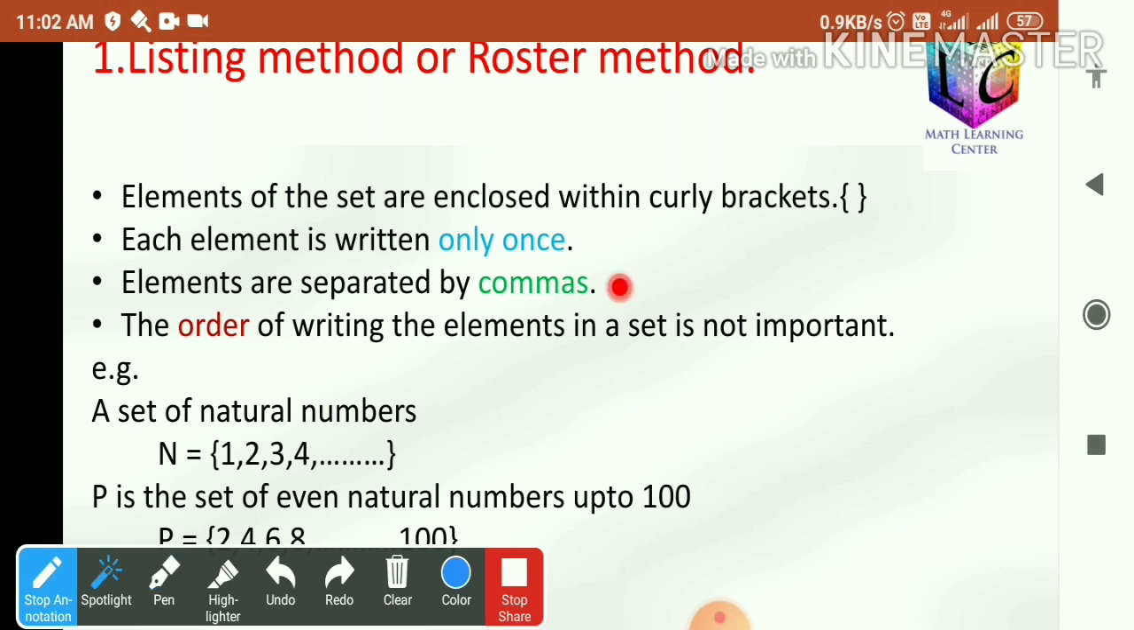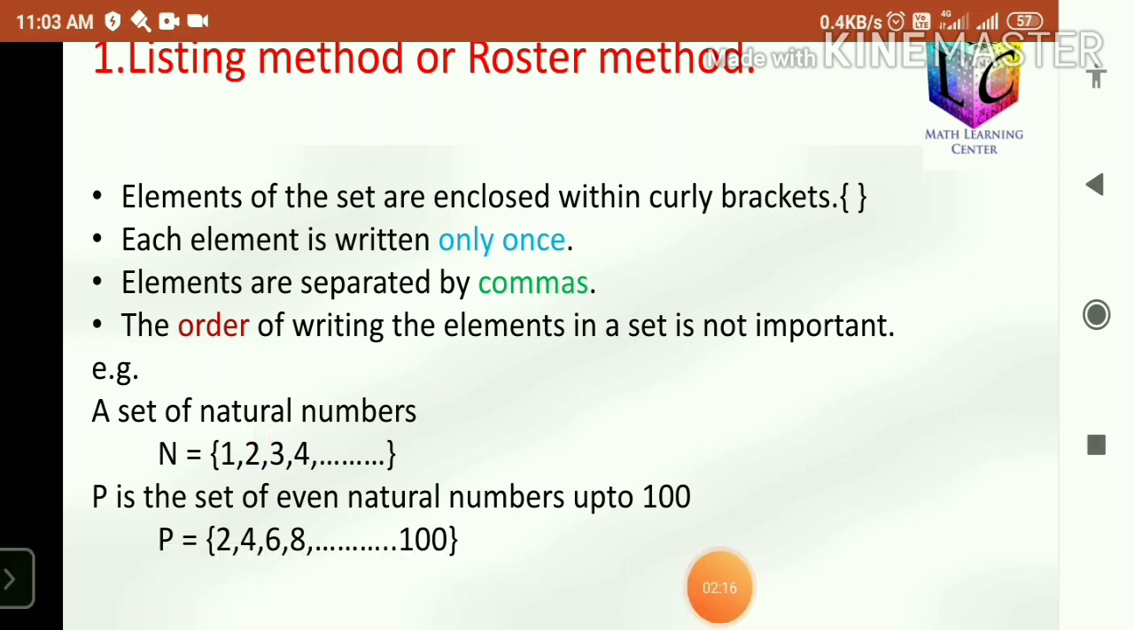So you can check in the example. Here we are using some elements that are separated by commas. And the last and very important point: the order of writing the elements in a set is not important. So here we can write 1, 2, 3, 4 or 4, 2, 3, 1, it does not matter.